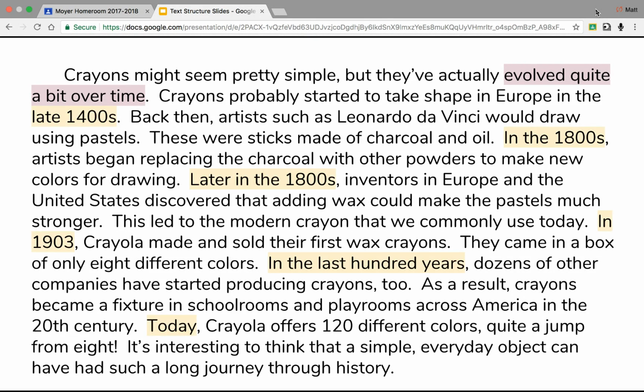And many of us, when we read this, noticed that it was very good in this particular text about giving us dates. So we see from the late 1400s to the 1800s to later in the 1800s, a specific date like 1903, talking about over the last 100 years, and then finally arriving at the very last part down here about what crayons are like today. So that's how crayons have changed.